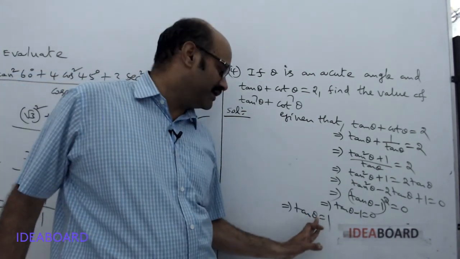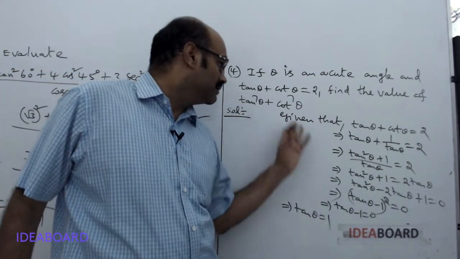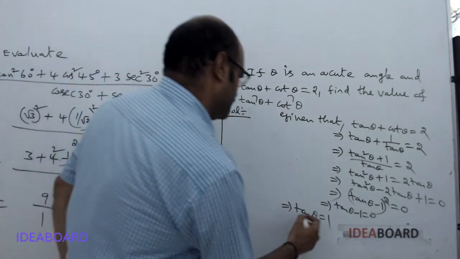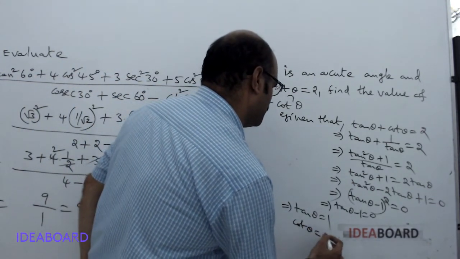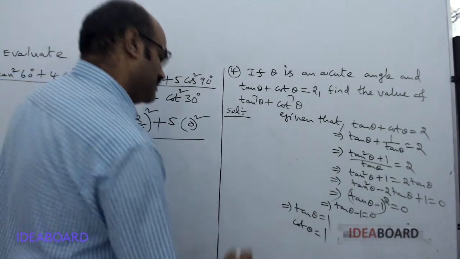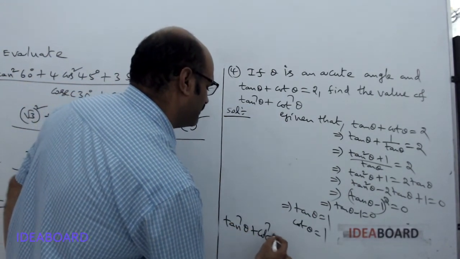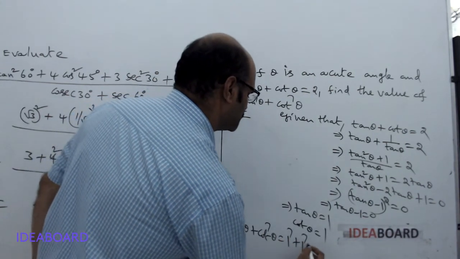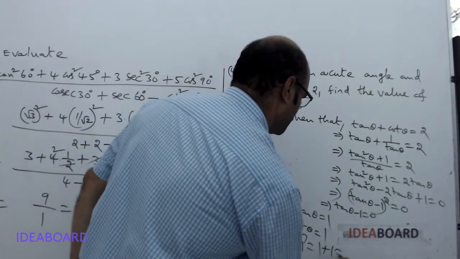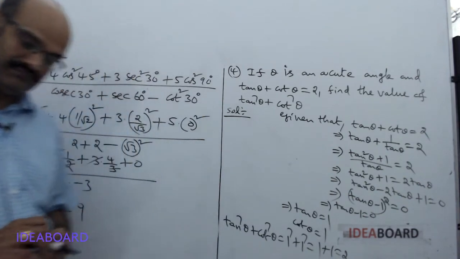Whenever tan theta equal to 1, theta equal to 45 degrees. Then cot theta is also equal to 1 by tan theta, which is 1. It implies tan power 7 theta plus cot power 7 theta is always equal to 1 power 7 plus 1 power 7. 1 plus 1 equal to 2 is the answer.